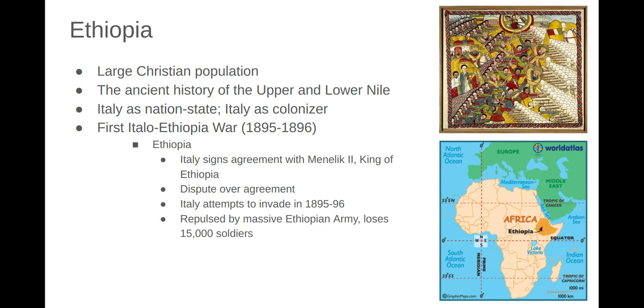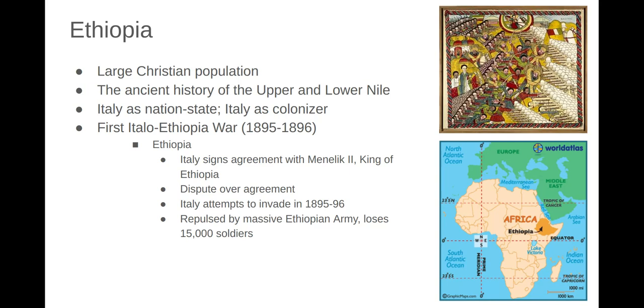This is one of the first hints to Europe that this colonial project is going to be rather short-lived. It is not something that Europeans should assume will work, based on social Darwinism and their ideas of superiority, of bringing civilization, and of the power of their weaponry.